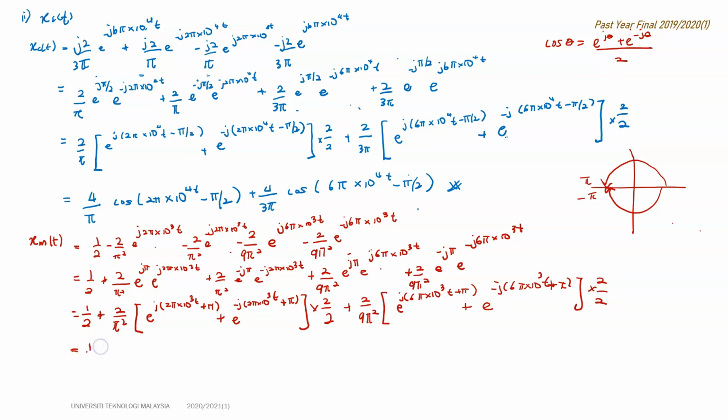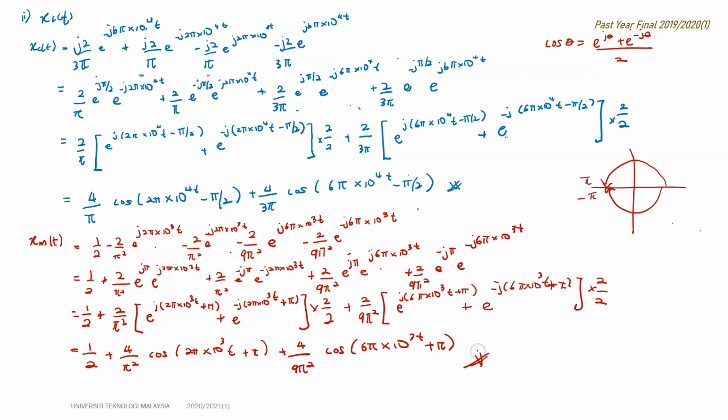So what we obtain here is 1 over 2 plus, don't forget to multiply this, so 2 multiplied by 2 is 4 over pi squared, and for this part, it will become cosine function. So this one is cosine 2 pi times 10 power of 3t plus pi. So the phase here is pi, and the omega here is 2 pi times 10 power of 3. And then this one, 2 multiplied by 2 is 4 over 9 pi squared cosine 6 pi multiplied by 10 power of 3t plus pi.